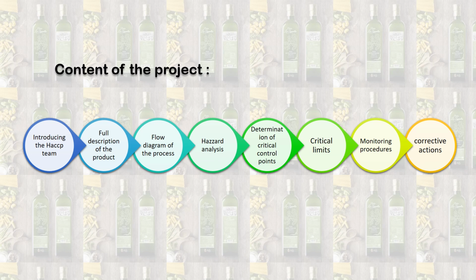They are: introducing the HACCP team, full description of the product, flow diagram of the process, hazard analysis, determination of critical control points, adding critical limits, monitoring procedures, and corrective actions.